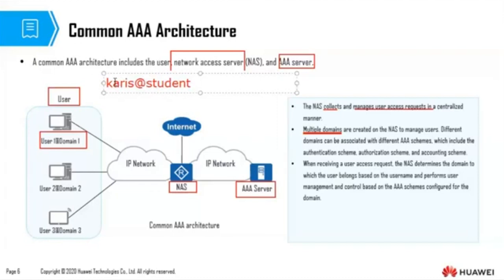So normally we will have a username, for example, Caris, then a domain delimiter. This is just called a delimiter, like at. It can also be something else, but the most commonly used domain delimiter is at. So Caris at student means that this user we've created called Caris belongs to the student group or domain. Therefore, we will apply the authentication, authorization, and accounting scheme that is similar to all the students. Is that okay?